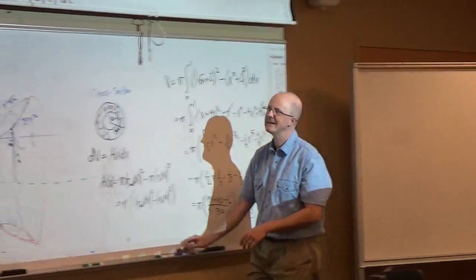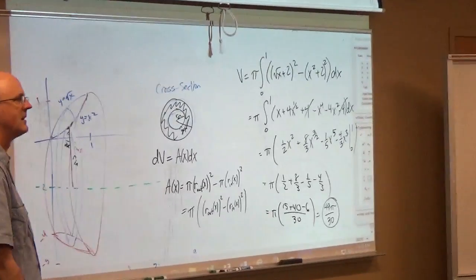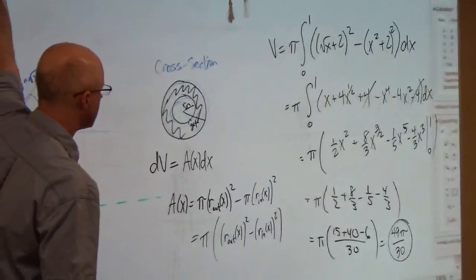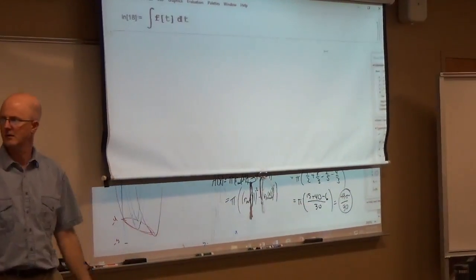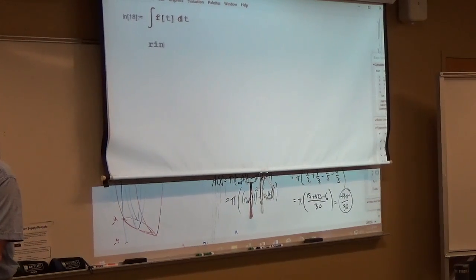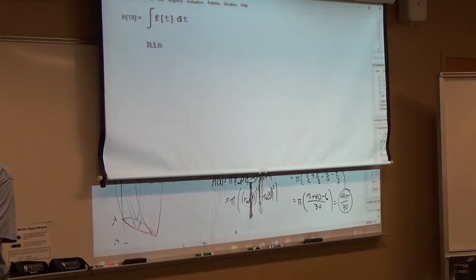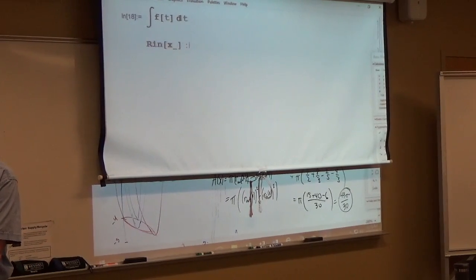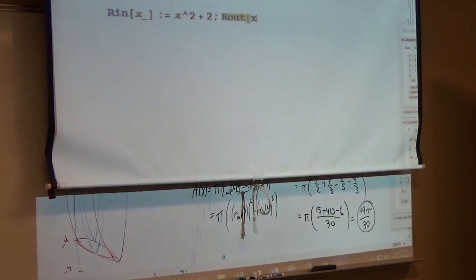Okay. Does it look right to people? See any mistakes at all? Let's just check it with Mathematica, then we'll be done. I can do it R in. I'll use capital R. That's not rin, that's R in. R in of x was x squared plus 2. R out of x was square root of x plus 2.